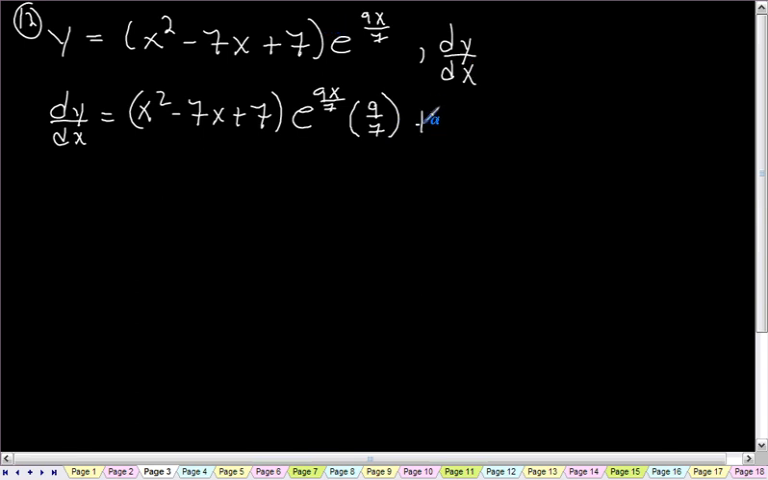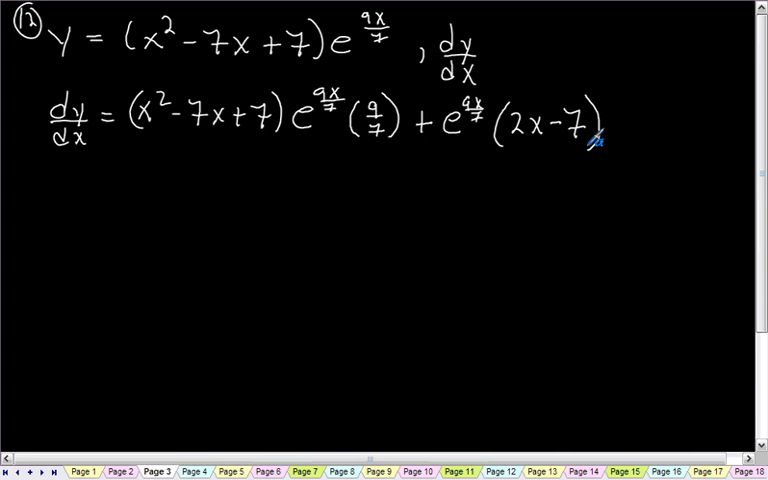Now we're going to add the second, which is e to the 9x over 7, times the derivative of the first. The derivative of the first is the derivative on the inside of this parentheses. The derivative of that is 2x. The derivative of that is minus 7. And the derivative of that, we can do that because we're just adding. The derivative of 7 is 0. So we're left with that.